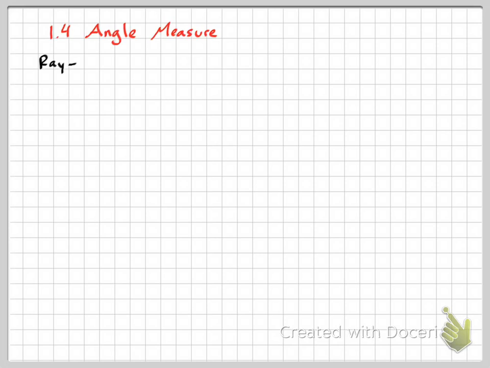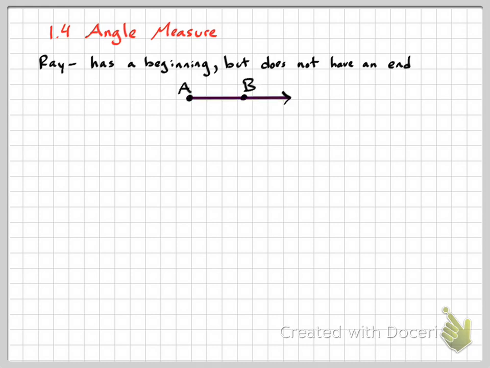So first thing we need to think about is a ray. Now we've talked about a line and a segment, now we have a ray. And a ray is something that's kind of like a part of a line, but it goes on forever in one direction, and then it stops in another direction. So it has a beginning, but does not have an end point. And so this right here is an example of a ray. This would be called ray AB.